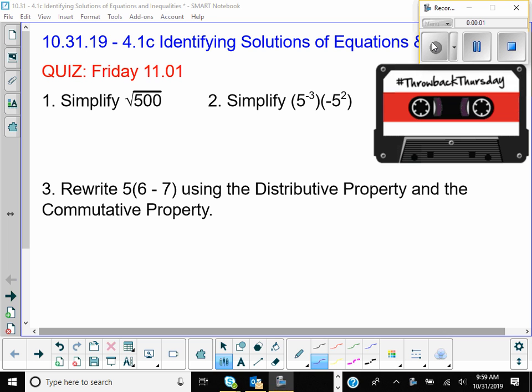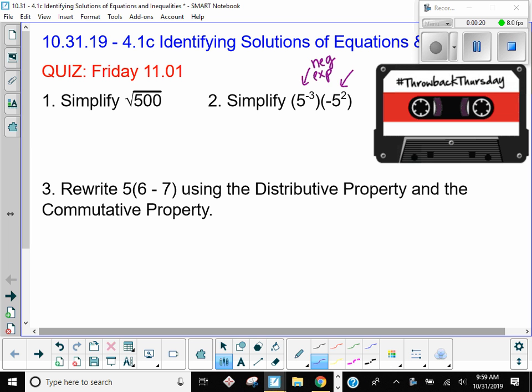Number two, this one is the negative exponent rule. Remember, what do you do with the base when you have a negative exponent? You flip it, and then you make the exponent positive, right? Bless you. This one is not that.